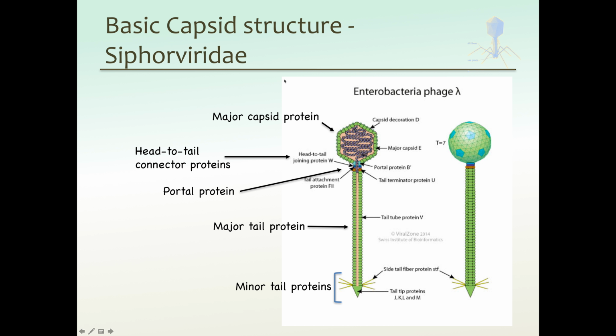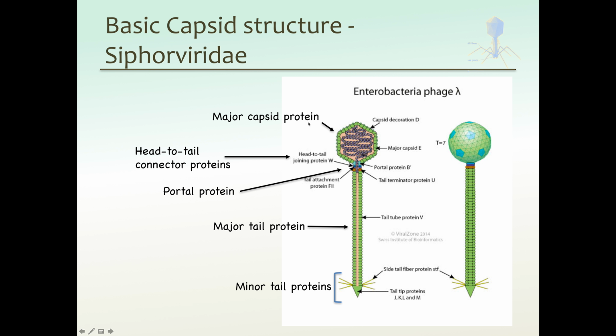So let's begin with the basic capsid structure of the Siphoviridae phage, which includes the E. coli phage lambda. The reason I want you to understand this is because we're going to be looking at the genomes and starting to call functions for genes, such as the major capsid protein, and I want you to understand where we can find those particular proteins in the virion.